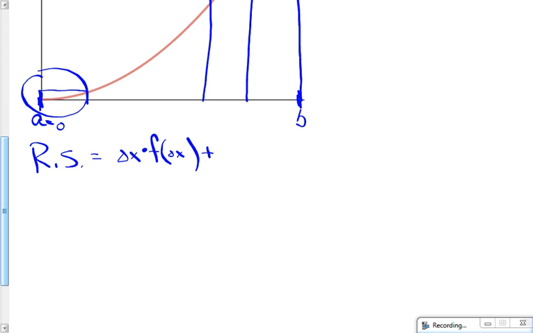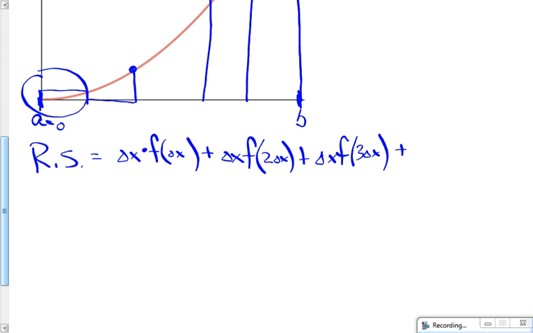What's the area of the second rectangle? How wide is it? Delta x. How tall is it? F of 2 delta x's. Does that make sense? The second rectangle is 2 delta x's out, and F of 2 delta x is high, right? Okay. Third one, you'll notice a pattern. Delta x times F of 3 delta x's, right? How many of these are we doing? N of them. So this is notation for n of them. I'm going to do the nth one now. Delta x times F of n delta x. This is us generalizing as much as we can.